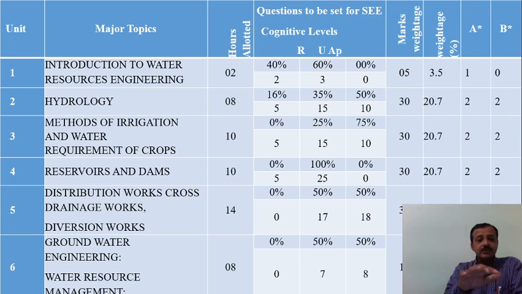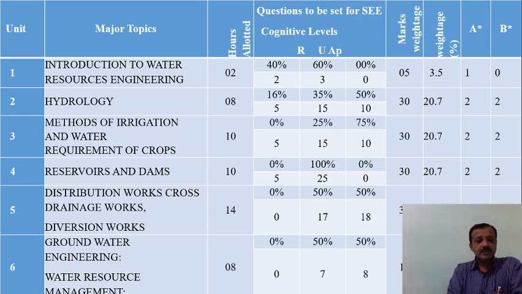The cross drainage works we are going to study there, and diversion works, canal head works, canal head regulators. This diversion works we are going to study in that particular unit. So this is a major unit, where you are going to get 35 marks: 1 question of 5 marks and 3 questions of 10 marks.